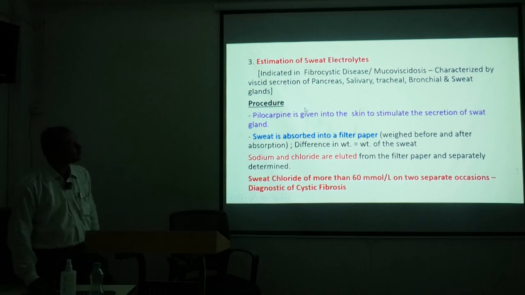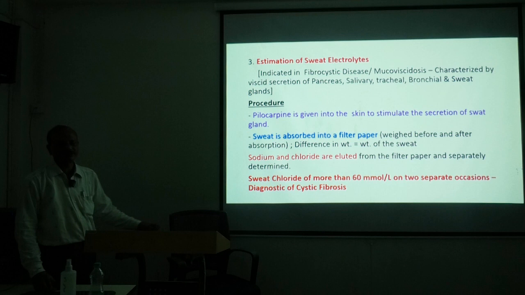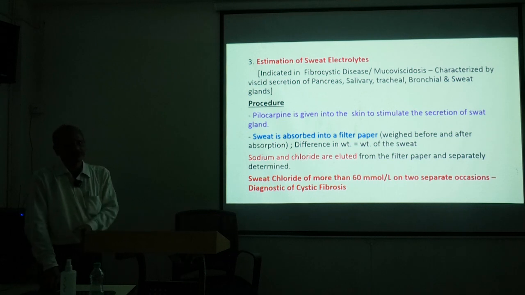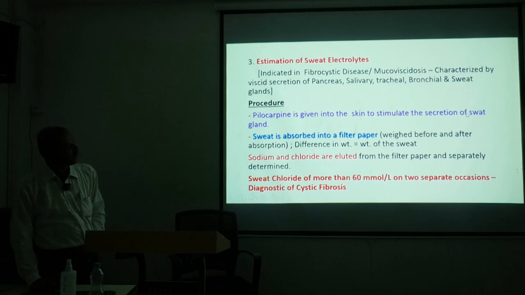To test that, the CFTR gene study is definitely the conclusive test to see whether there is a mutation in the gene or not. But that genetic study is not available everywhere. So pilocarpine is given. It is not a direct injection, but given through iontophoresis. Iontophoresis is a process by which, through electrophoresis, the medicine is administered transdermally to stimulate the sweat gland.